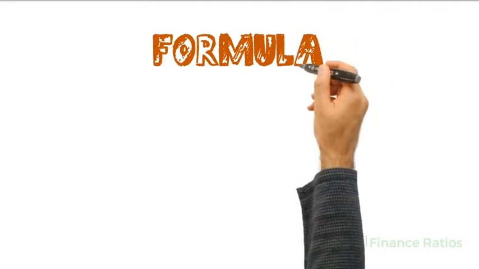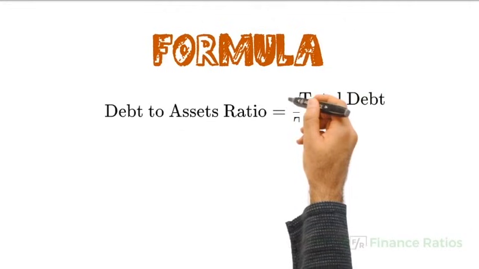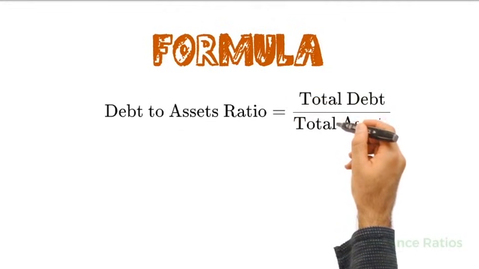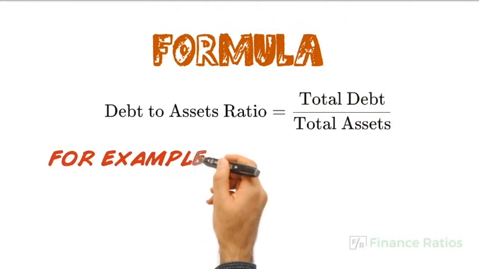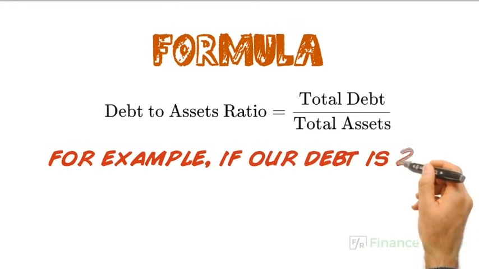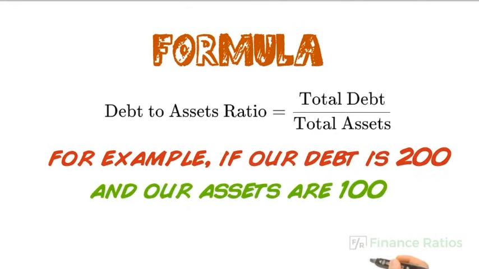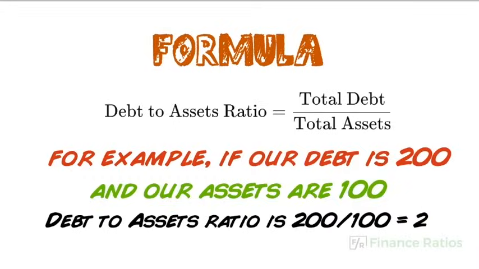Let's look at the formula. Debt to assets ratio equals total debt divided by total assets. So in the most basic example, if our total debt is 200 and our assets are 100, our debt to assets is 200 divided by 100, which equals 2.